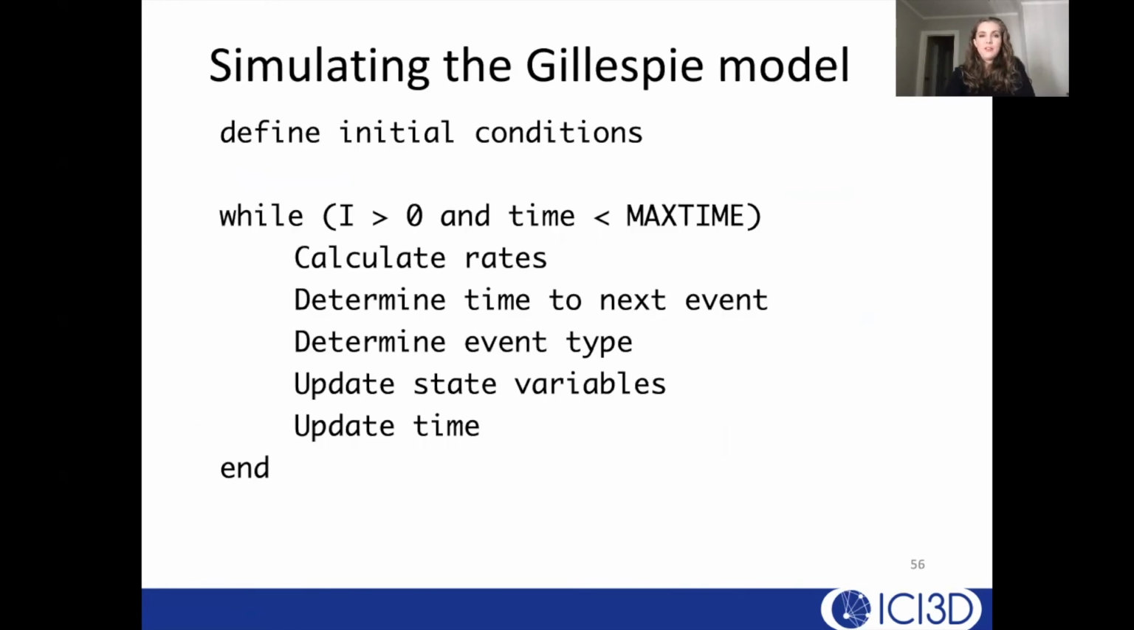So another example of our pseudocode, again, we start always with defining our initial conditions. We have the same condition for our while loop. In order to proceed, we want there to be infectious individuals remaining, and that the time is less than the maximum time we specified. And then while those conditions are met, we're going to calculate the rates, determine the time to the next event, determine the event type, update our state variables, and update the time.